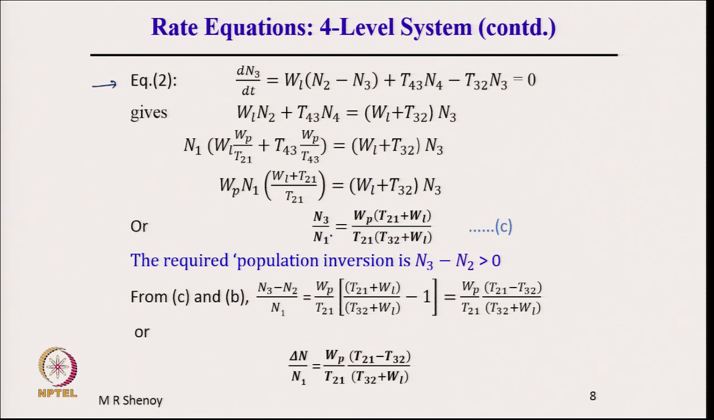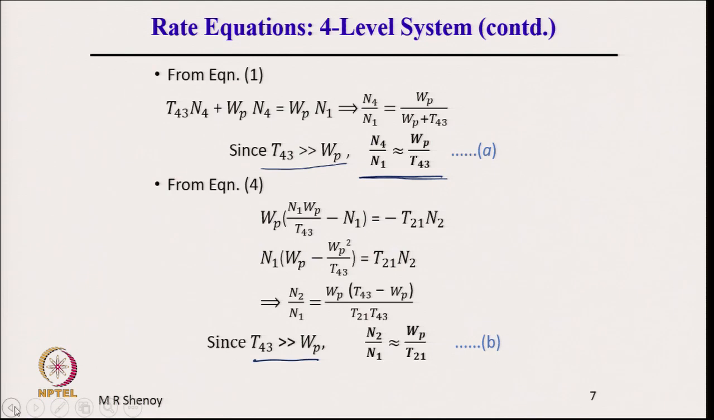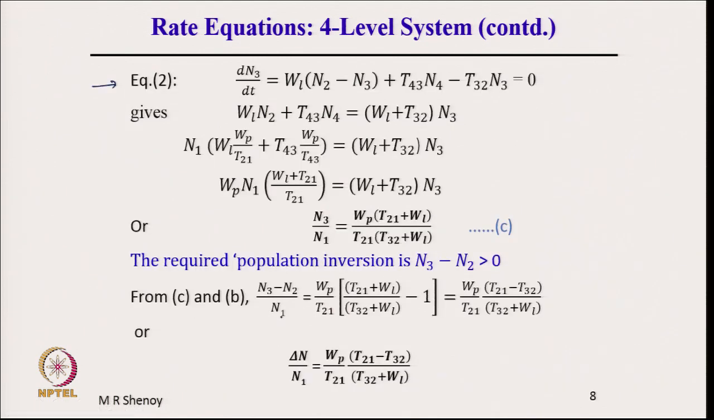So, from C and B, equation C here and B in the previous one, if you subtract, one is N3 by N1, other is N2 by N1. So, N3 minus N2 by N1 comes out to be this, and which is equal to this. There are no approximations; the only approximation we have made is T43 is much greater than Wp or delta n. So, N3 minus N2 now we call delta n.